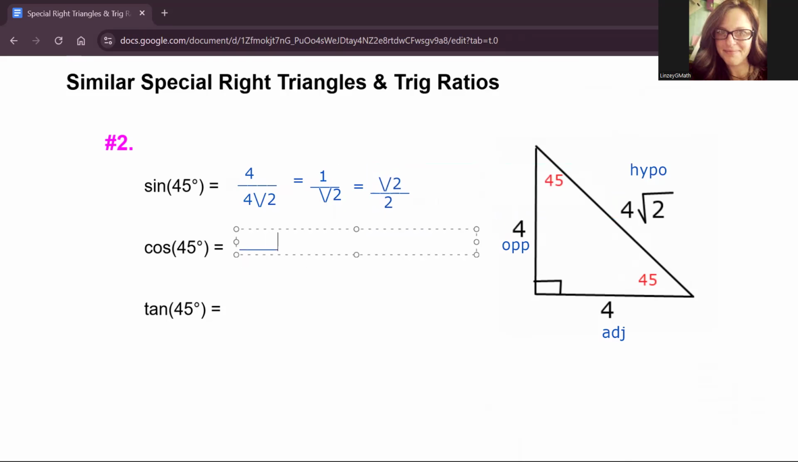Cosine of 45 degrees is the same. 4 over 4 square root 2 reduces and rationalizes to square root 2 over 2. Cosine of 45 degrees is always square root 2 over 2. And finally, tangent of 45, opposite over adjacent, reduces to 1. Tangent of 45 degrees is always 1.